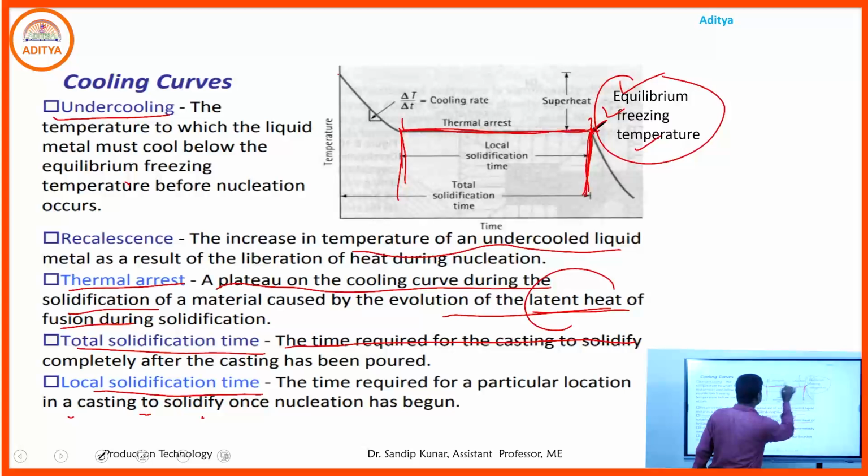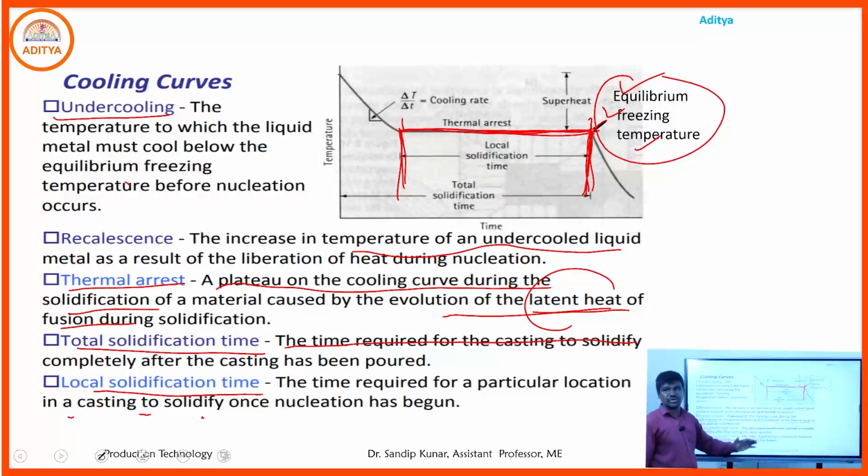It is also a constant temperature line, and its upper portion is the thermal arrest. That is the local solidification time, up to the equilibrium freezing temperature, and after that point the nucleation will start.